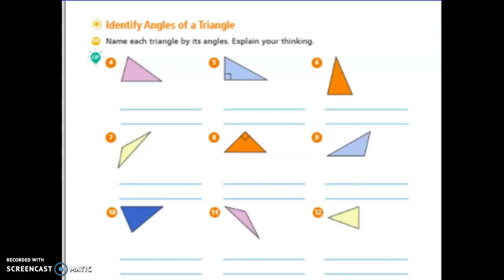So your big learning from today, every triangle has 2 acute angles in it. It's that third angle that we're looking at. That third angle, is it also acute? Then it's an acute triangle. If that third angle is a right angle, we call that a right triangle. And if that third angle is an obtuse angle, then we call that triangle an obtuse triangle.